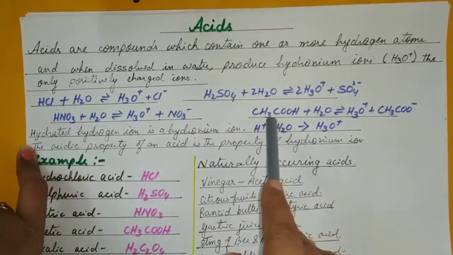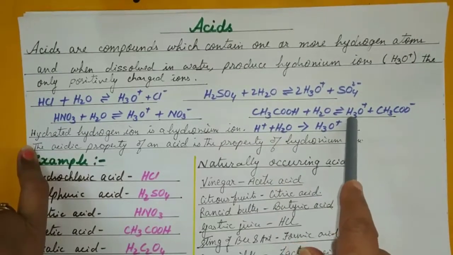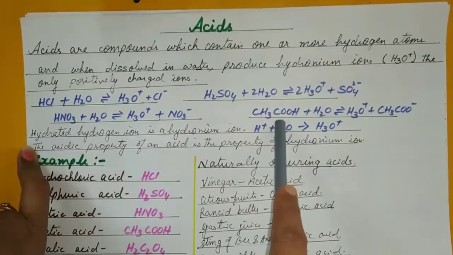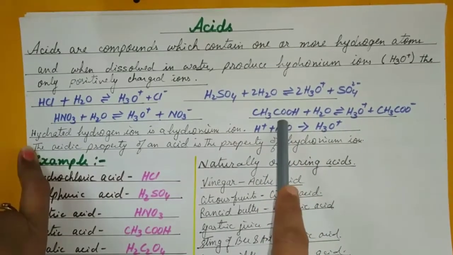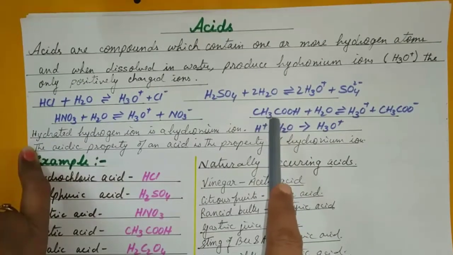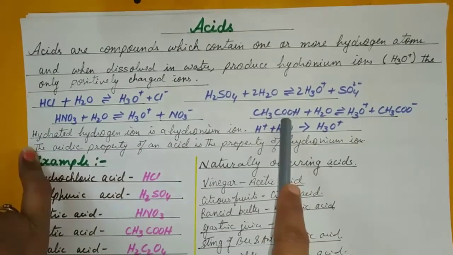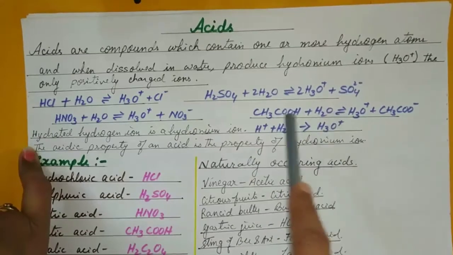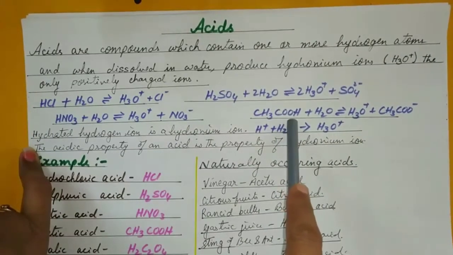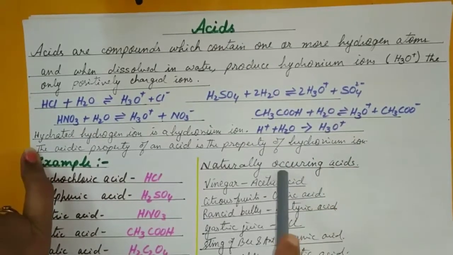Acetic acid, CH3COOH, will give you one hydronium ion, though it has got more than one hydrogen atom in its molecule, because it is a weak acid. Weak in the sense it will not dissociate all the hydrogen ions into water, therefore only one hydronium ion. So it's a monobasic acid. We will talk more about it a little later in the second slide of this video.